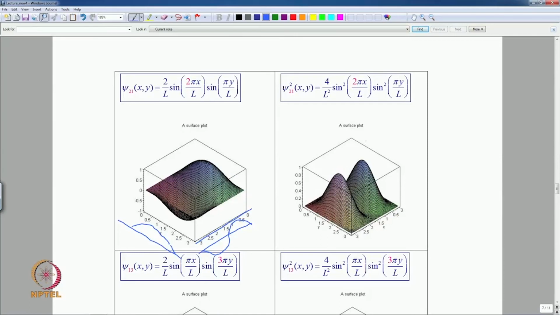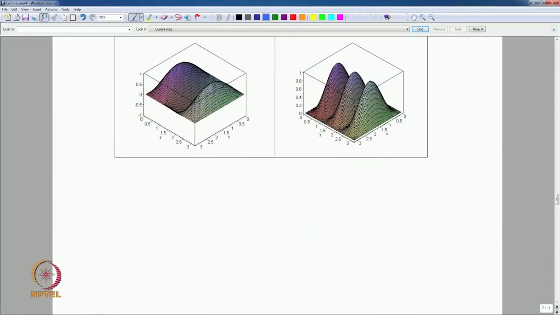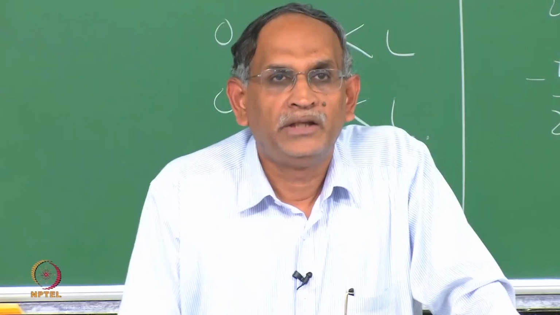And the square of the wave function, you can see that there are two humps along the x-axis and along the y-axis. It is a quantum number 1, so you have only 1, similar to the one-dimensional case. And let us see one or two more examples, and let me stop with that. This is the exercise here.